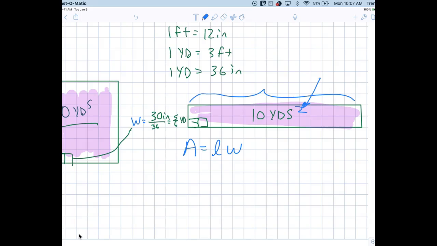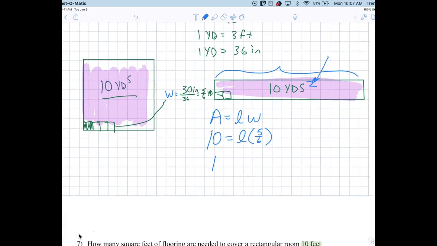So if my area is 10, we don't know what the length is, but my width is 5/6. What do I do? Yes, thank you. I want everybody to do on their calculator now to solve for L. 10 divided by 5/6. And that would be what? 12. 12 what?